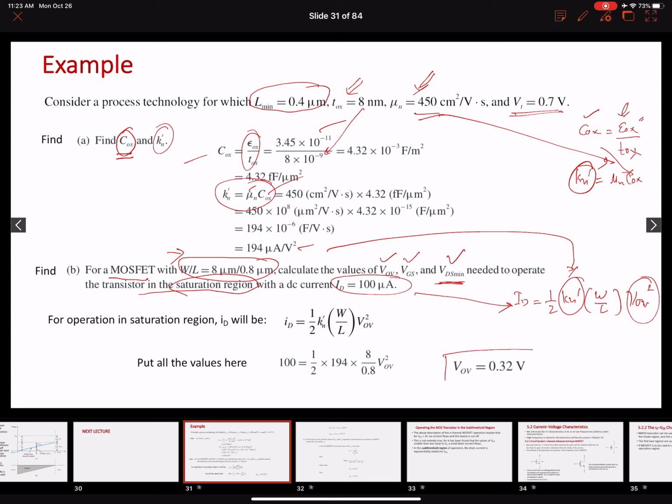Once we find the value of the overdrive voltage, we know the gate to source voltage. So what was the overdrive voltage? The overdrive voltage was the excess of the gate to source voltage beyond the threshold voltage. So the gate to source voltage will be equal to the threshold voltage plus the overdrive voltage. So it will be 0.32 plus 0.7. So we can easily compute the gate to source voltage. All right.